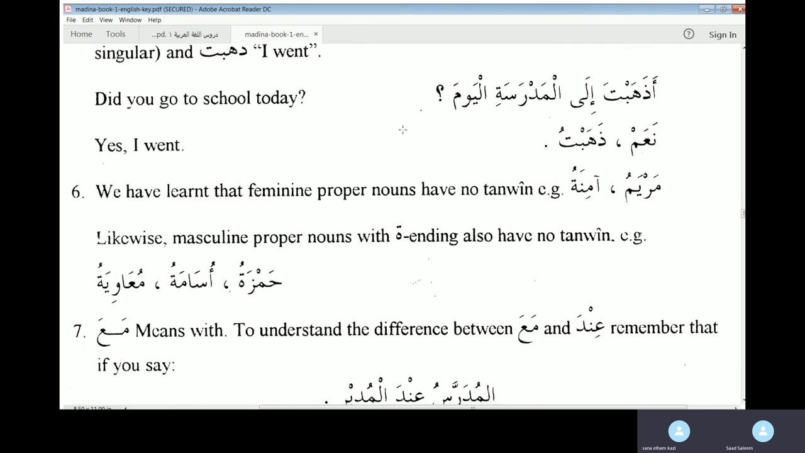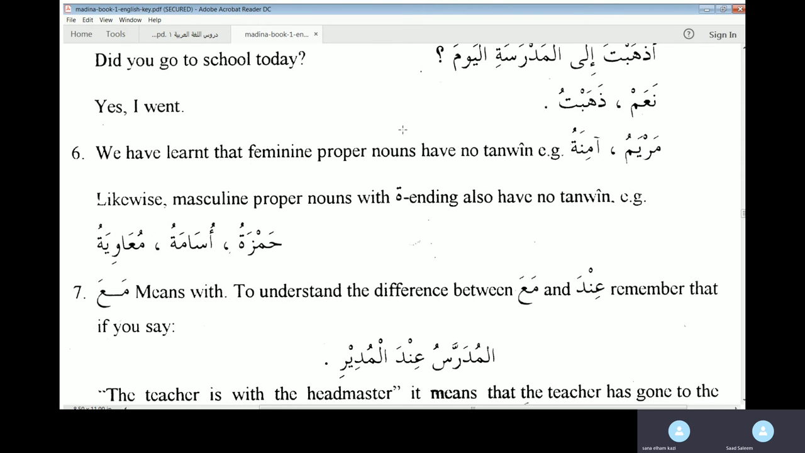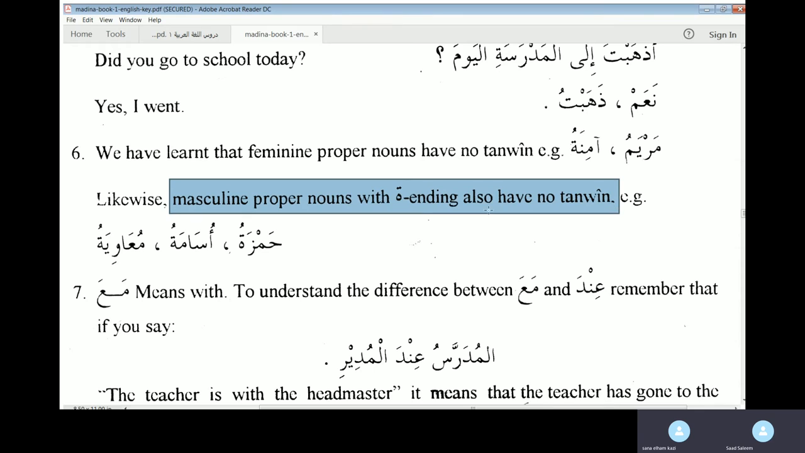We have also learned that feminine proper nouns have no tanween. For example, Maryamu, Aminatu. Likewise, masculine proper nouns with a ta marbuta ending also have no tanween. For example, Hamzatu, Usamatu, Muawiyatu.